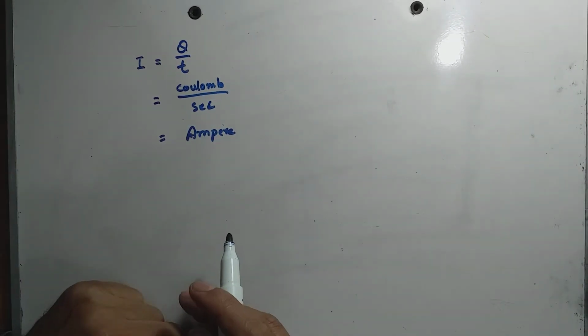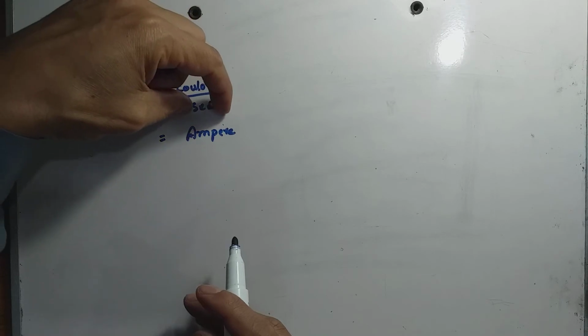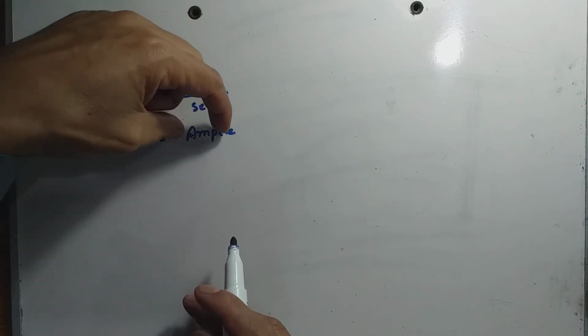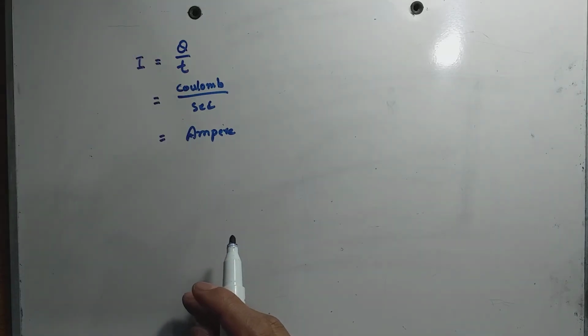Now how can we define ampere? When 1 coulomb charge passes through the cross section of a conductor in 1 second, that is called 1 ampere current. So the current will be 1 ampere only if exactly 1 coulomb charge passes in 1 second through the cross section of a conductor.